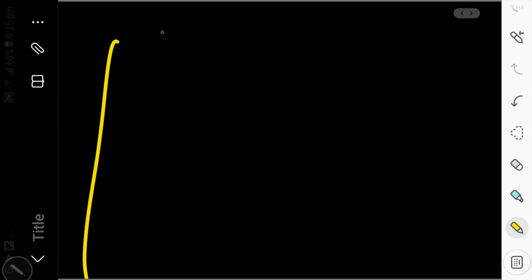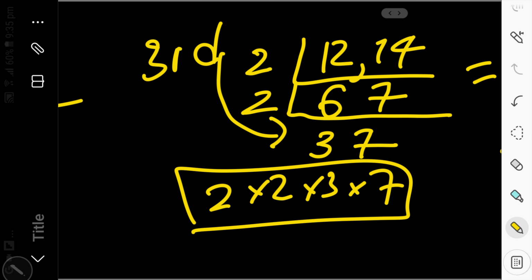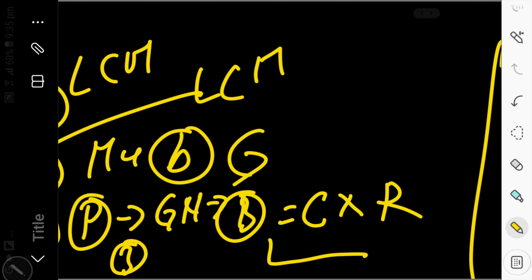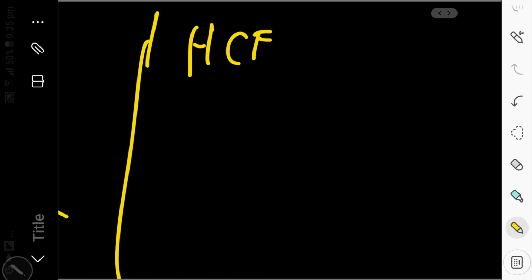Now let's go to HCF. HCF is pretty much the same as LCM, but the last step of finding or multiplying the numbers is different. Just like LCM, there are three methods.